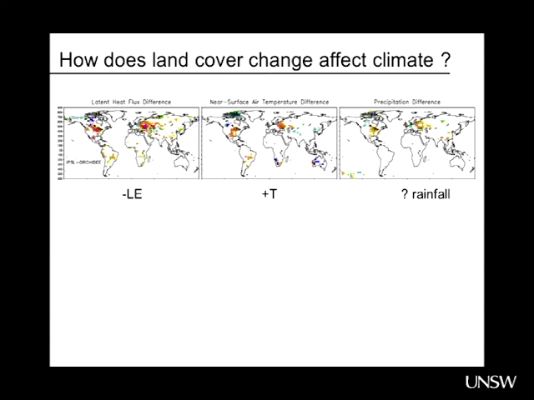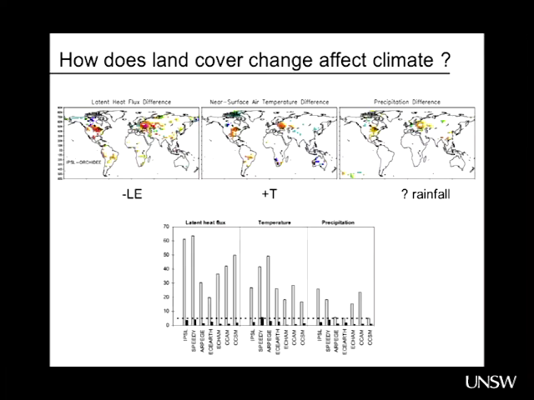Oops. So the first thing to say is that you will see colours on the latent heat or evaporation that tend to be reds and oranges, which mean a reduction. Reduction in the latent heat flux tends to lead to an increase in temperature over the same areas, and maybe changes in rainfall. And there's a lot of argument over the ability of a change in the land cover to affect rainfall. This is a globally averaged picture in the same analysis.